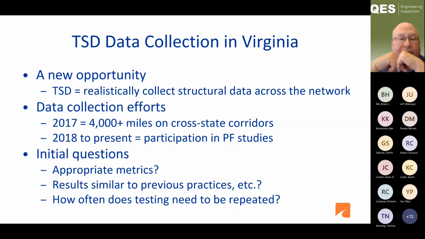A couple of the questions we came up with initially: what are some of the appropriate metrics? Those of you that are familiar with TSD data know that different results come out of it than from the FWD testing. So what are some of the appropriate metrics we should be investigating? Do we expect to see similar results to previous practice, in this case FWD? And how often does the testing need to be repeated? Some of these things we're still trying to answer.